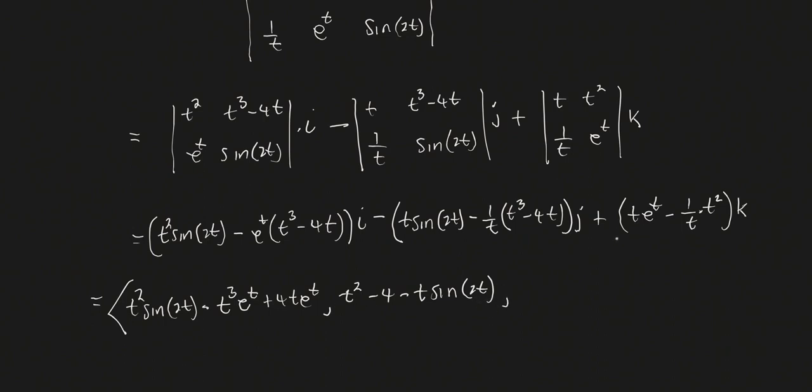And finally, the third component, this can be simplified, not too bad. We have t e to the t, and then minus t. And there you go. So that's our cross product.